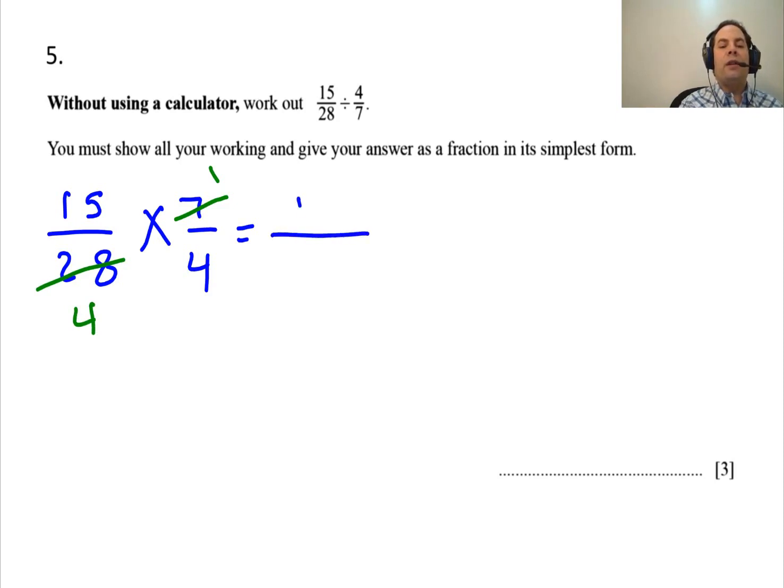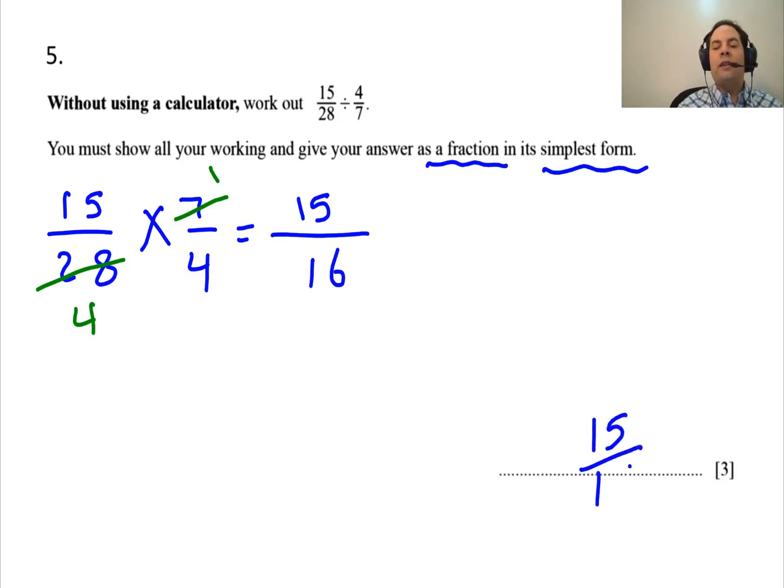15 times 1 is 15. 4 times 4 is 16. But you must show all your working and give your answer as a fraction in its simplest form. Our answer now is the fraction 15 over 16, in its simplest form.